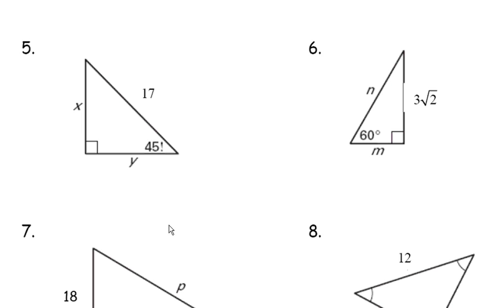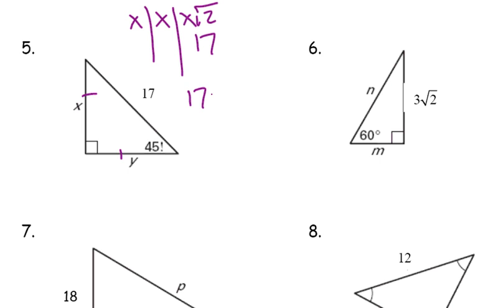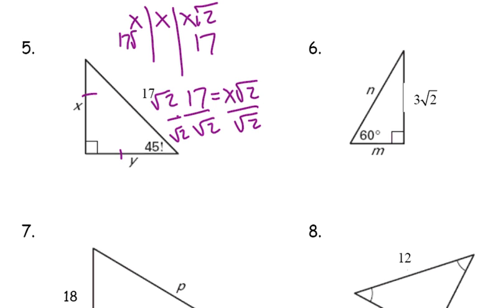All right, we've got some more problems to work here. 45, 45, 90, so these two are both going to be the same. And x, x, x radical 2. This time my 17 goes here. So I set these two equal to each other and solve. 17 equals x radical 2. Divide. Rationalize. And I wind up with 17 radical 2 over 2 for both x and y. All right, let's look at number 6 here.